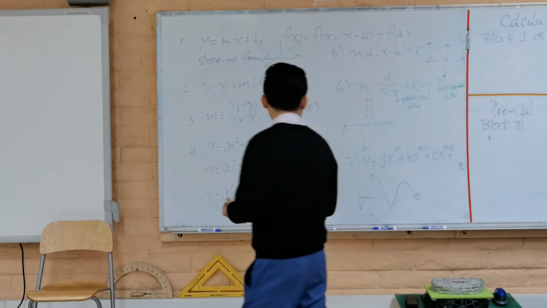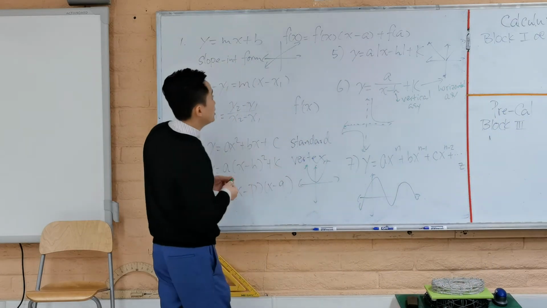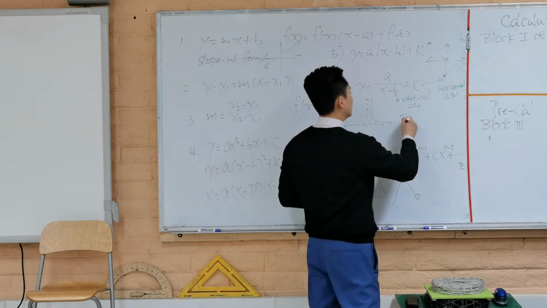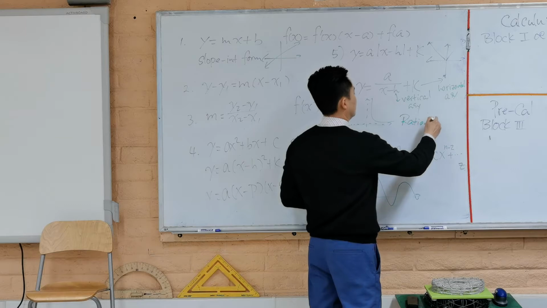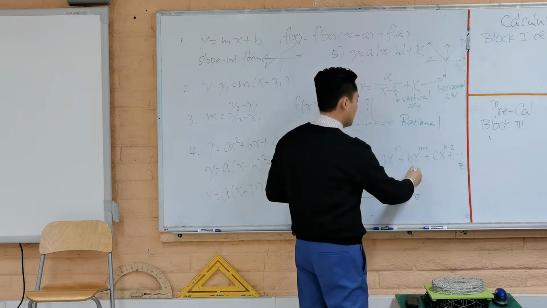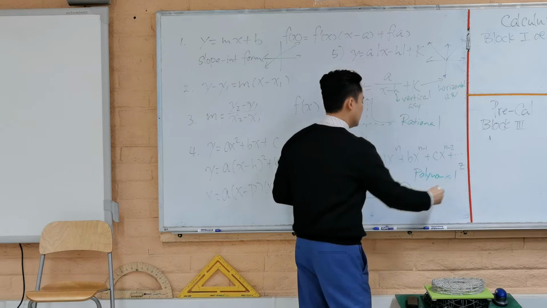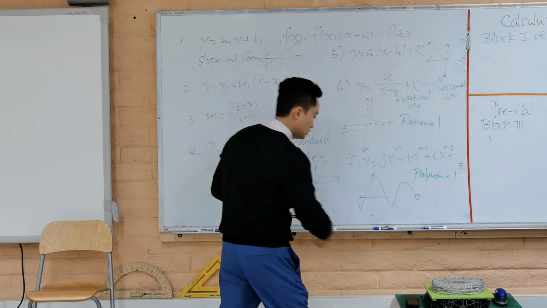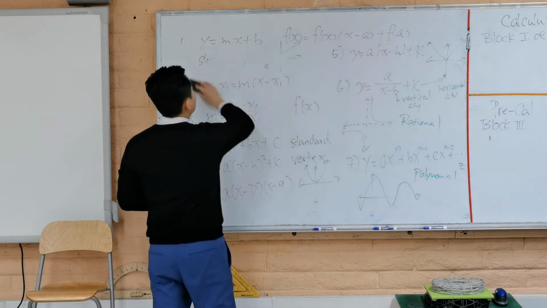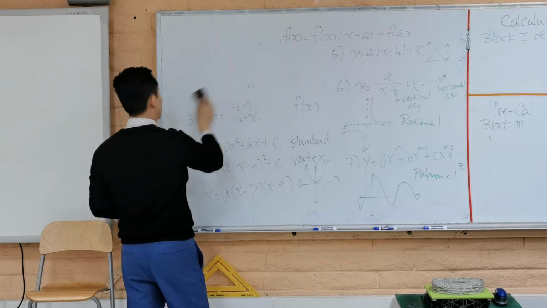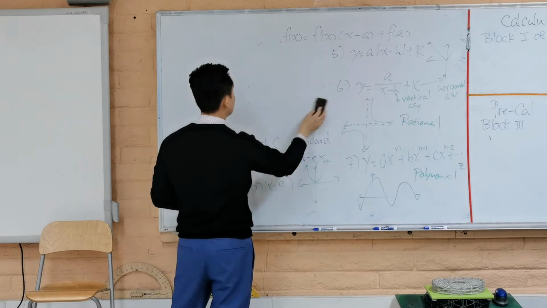And now let's see what else we have. We have linear, quadratic, absolute value, rational, polynomial. And the next one we'll be doing is radical. Radical means either square root, cube root, fourth root, fifth root, and so on and so forth.